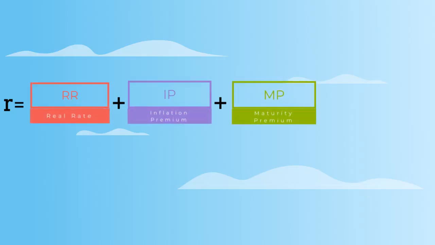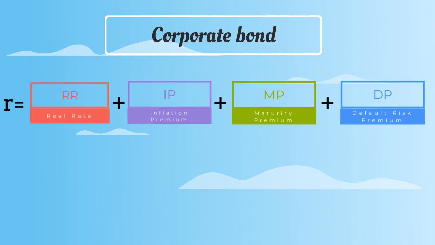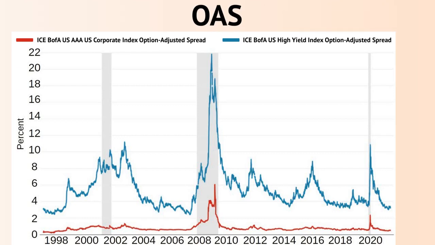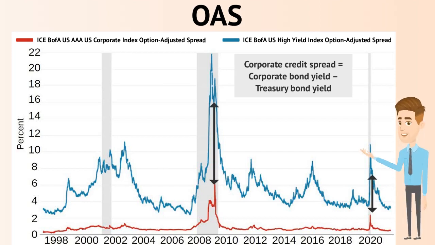Let's add another component, the default risk premium, DP. Together, these four components help us price a corporate bond. Here the chart shows corporate credit spreads between investment-grade and high-yield bonds. The corporate spread is the difference between the corporate bond yield and the Treasury bond yield. Notice how the spread widens during a crisis. And we use option-adjusted spread because some corporate bonds are issued with embedded options like convertibles.